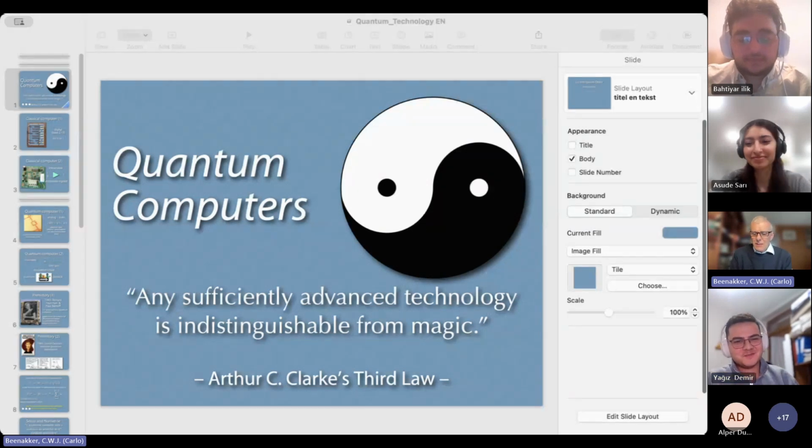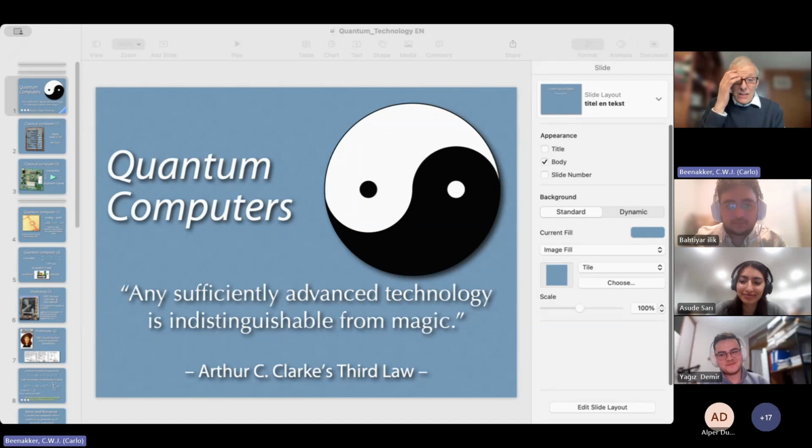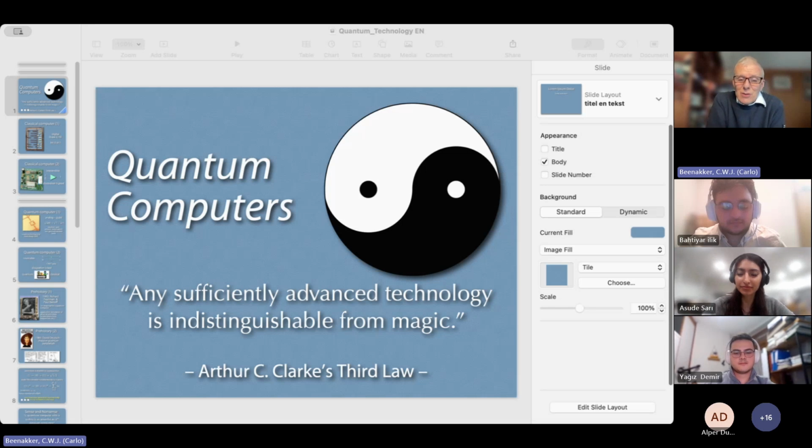So this is about quantum computers, which is somehow a new technology, and it's not yet fully advanced, but at some moment it will become advanced. And then what it does actually seems like magical. Clarke was a science fiction author who made this observation that if you look at technology and you don't really understand the ins and outs of it, it looks like magic.